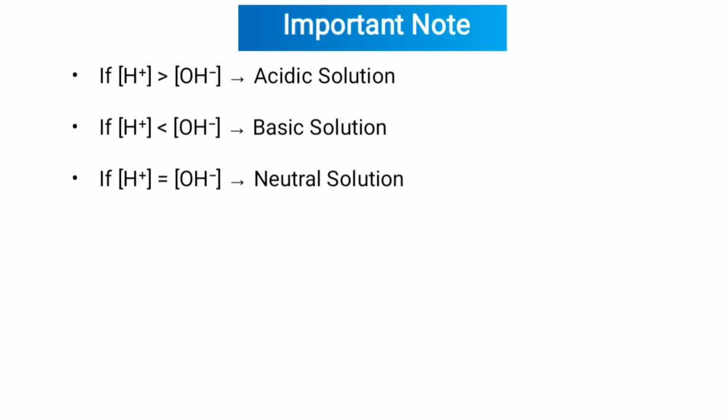Important note: if the concentration of H+ ion is greater than the concentration of OH- ion, the solution becomes an acidic solution. If the concentration of H+ ion is less than the concentration of OH- ion, the solution is a basic solution. If the concentration of H+ ion is equal to the concentration of OH- ion, the solution becomes a neutral solution.